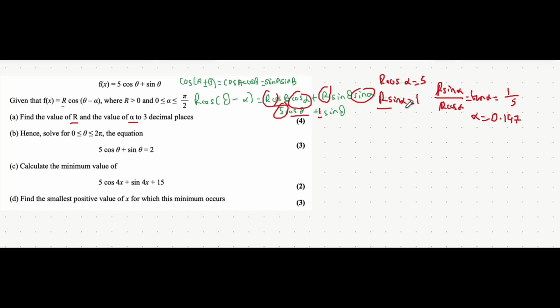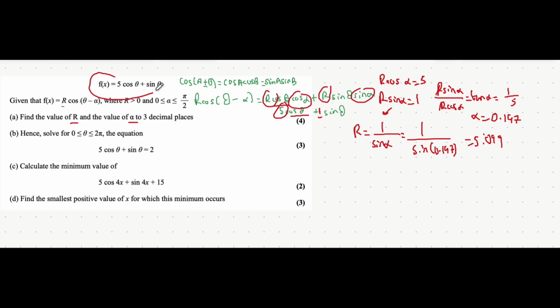Now that we've got the value of alpha, we can put it into any one of these two equations to find the value of R. So let's do that. Looking at the sine equation, we say that R is essentially just 1 over sine alpha. So that's 1 over sine of the value of alpha that we just found, 0.197. Putting all of that into your calculator, remembering again to put your calculator in radians mode, or leave it in radians mode if it's already in it, that will be equal to 5.1. Well, technically it's 5.099, so we'll write that to 3 decimal places because it is asking for 3 decimal places.